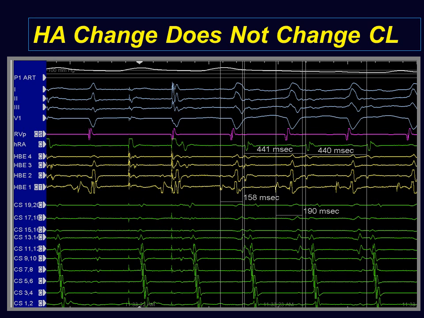Also, you can see here we put an extra and the tachycardia starts. The tachycardia cycle length is 441. Here, H to A is 158. H to A is 190. HA is fluctuating, AH is fluctuating, but the tachycardia ignores all of them.